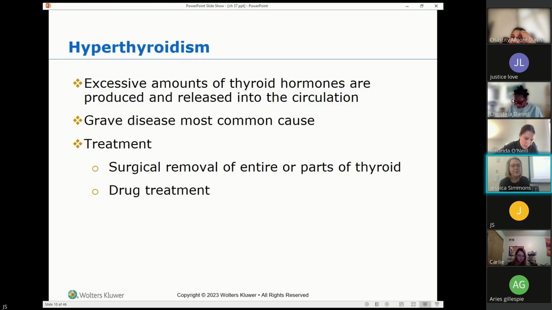Treatment is the surgical removal of the entire thyroid or parts of it, and or drug treatment.